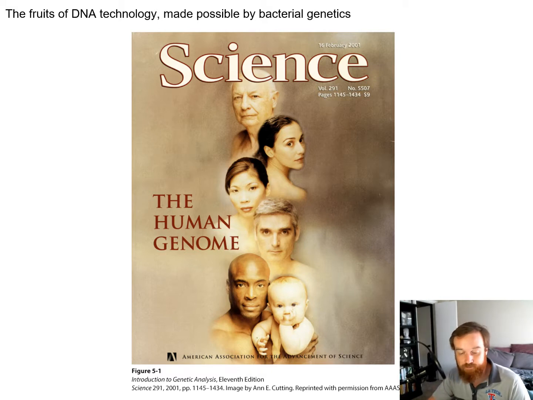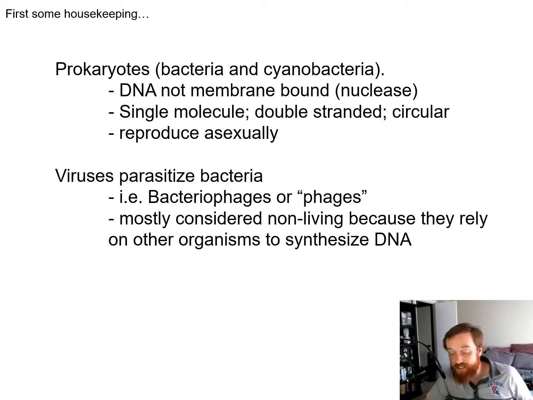So before we get too far into the weeds, I want to do a little housekeeping and clarify a couple terms that we're going to use. Prokaryotes, that's going to be referring to bacteria and cyanobacteria, which is just a subtype of bacteria. They have DNA that's not bound by a membrane. There's no nucleus in prokaryotes. They have single molecule, double-stranded circular chromosomes. So they're very small compared to eukaryotes, which is animals outside of bacteria.